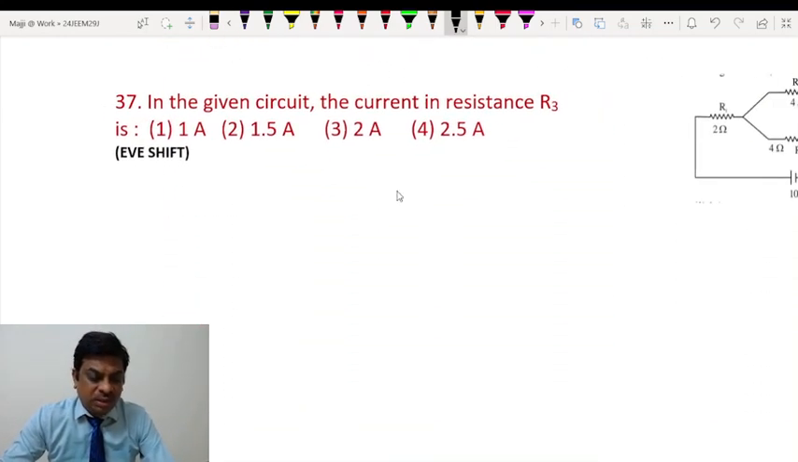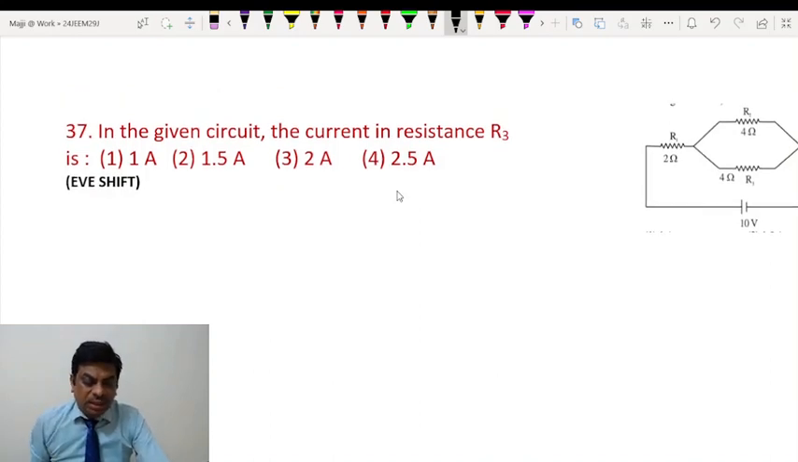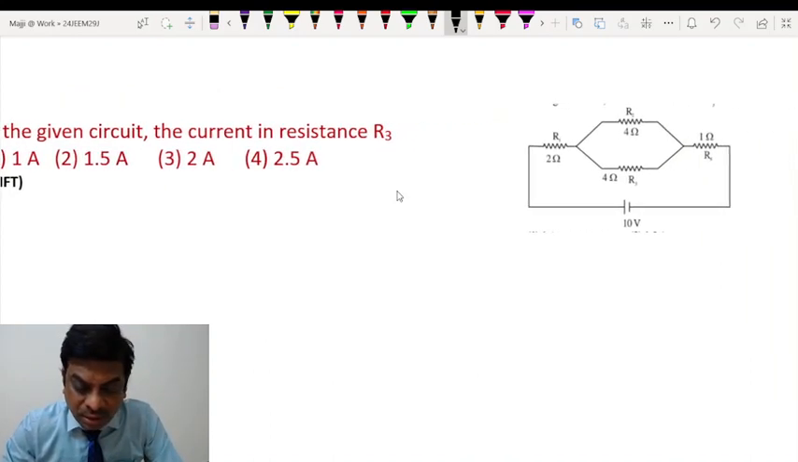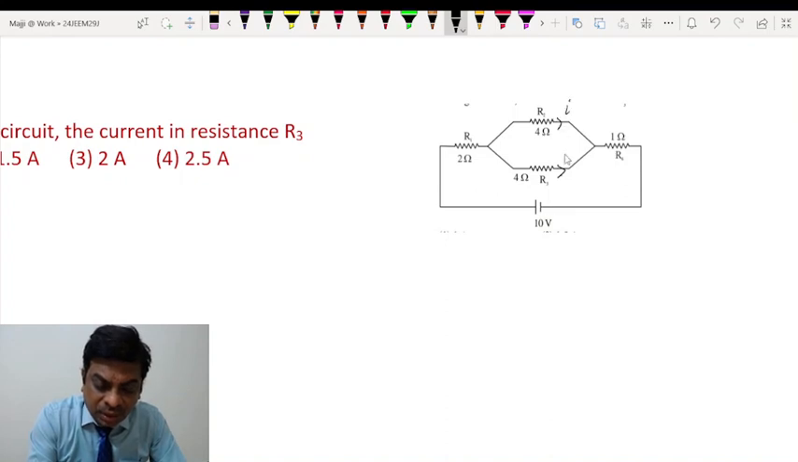Moving to question number 37. In the given circuit, the current in resistance R3 is. This is the circuit, students. We have to find the current here. Now you can see both are in parallel, okay, and both are equal. So I can take equal current I each. That means if you apply Kirchhoff's voltage rule, Kirchhoff's first law, you get this.